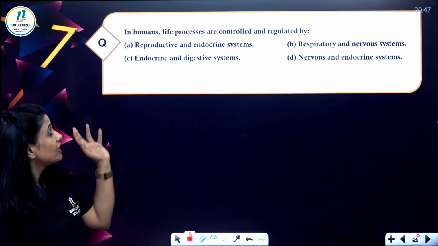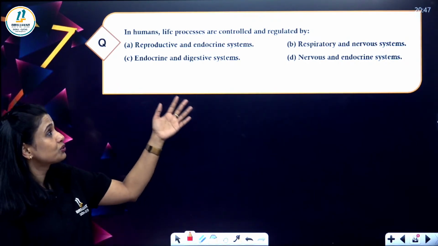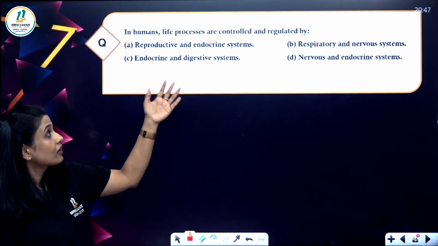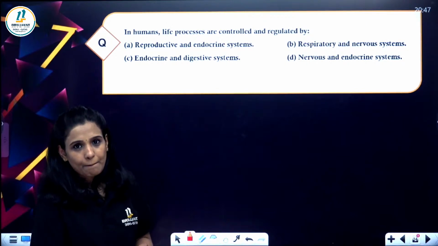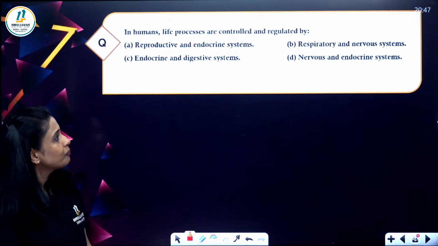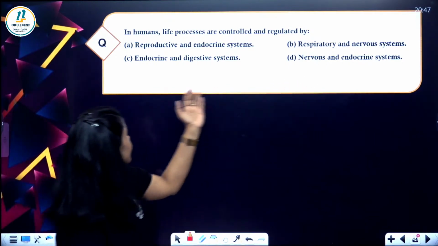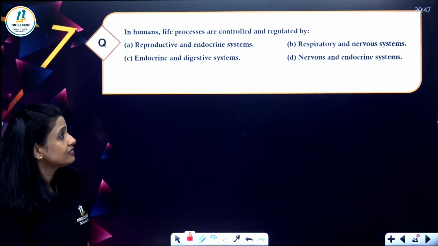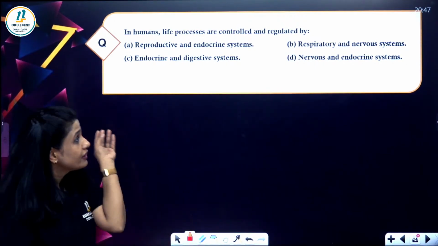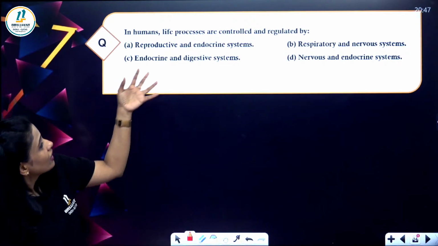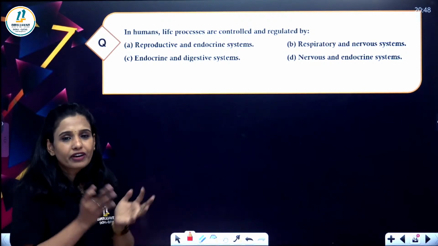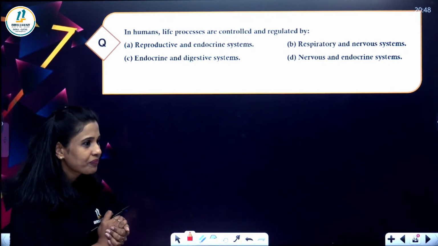In humans, life processes are controlled and regulated by. Here we have reproductive and endocrine system, respiratory and nervous system, endocrine and digestive system, nervous and endocrine system. Which of these four options control and regulate our different life processes? Comment your answers.